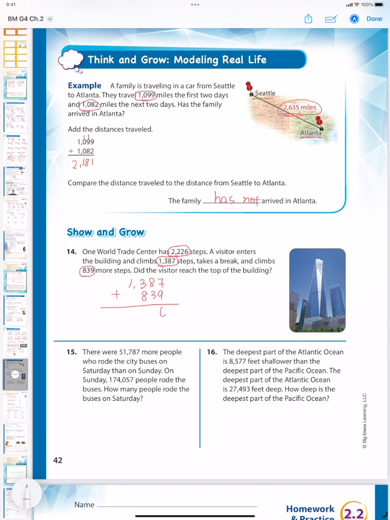7 plus 9 is 16. Carry 1 up. 9 plus 3, yes. 12, carry 1 up. 4 plus 8, 12. Now carry 1 more up. And here is what? 2,226. Compare to this, how many steps are there in total, which is 2,226. Wow, this visitor just arrived and they reached the top of the building. So the answer is what? Yes.